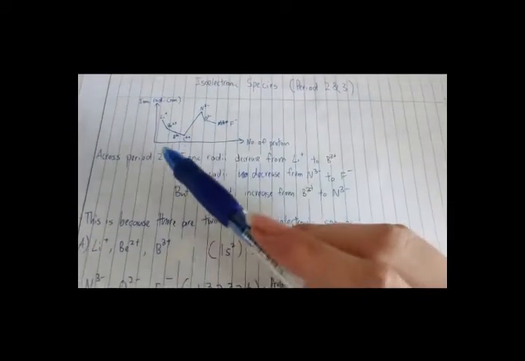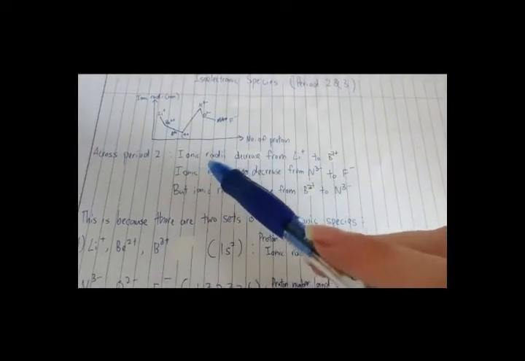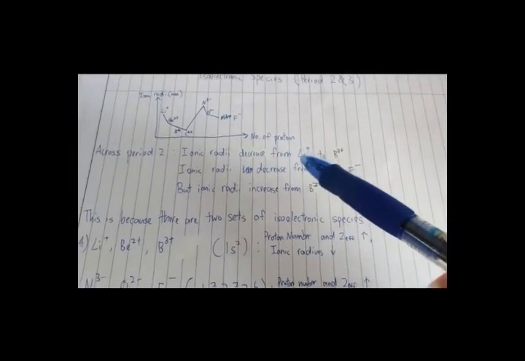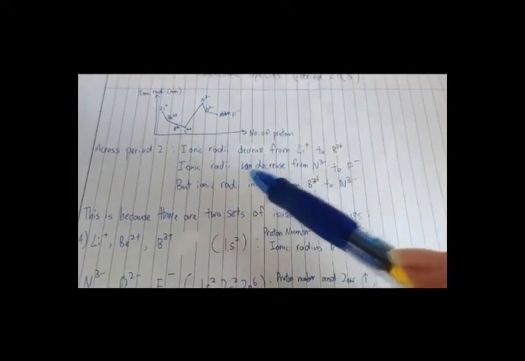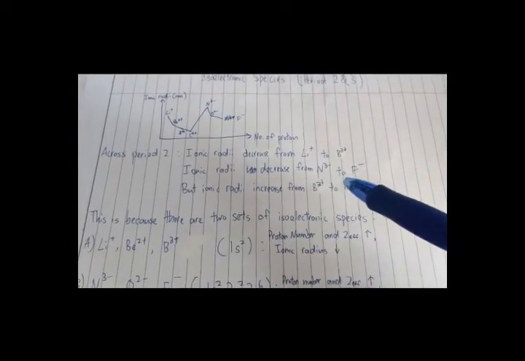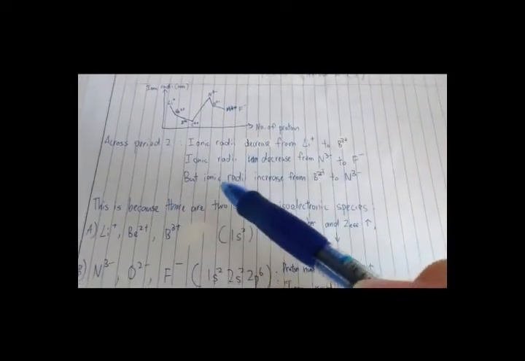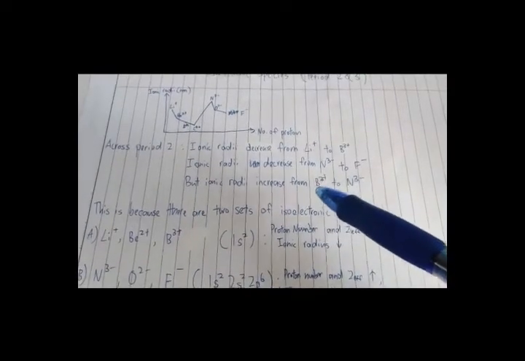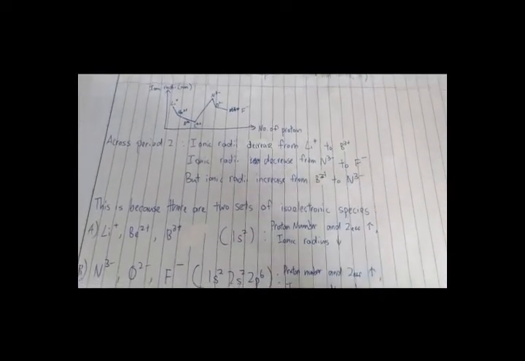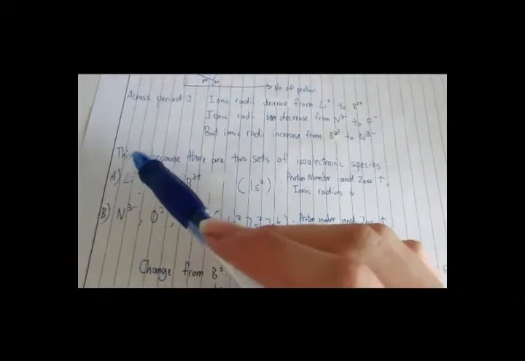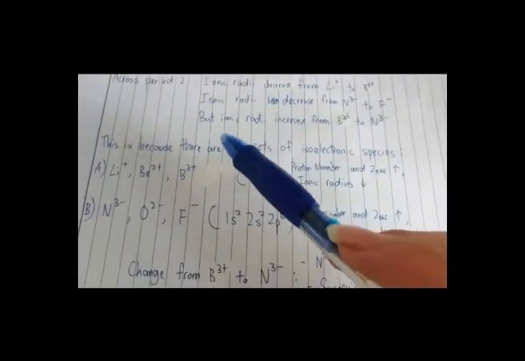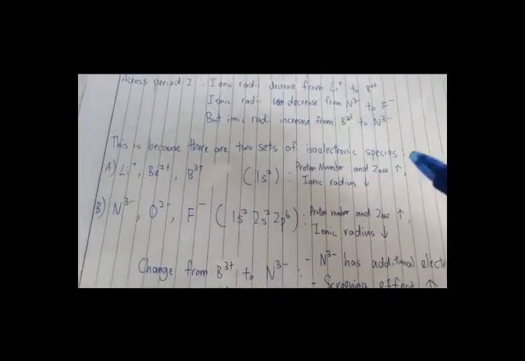To explain this, across period 2, the ionic radii will decrease from lithium plus to boron 3 plus. The ionic radii will decrease from nitrogen 3 minus to fluorine minus, but the ionic radii will increase from boron 3 plus to nitrogen 3 minus. This is because across period 2, there are actually two sets of isoelectronic species.